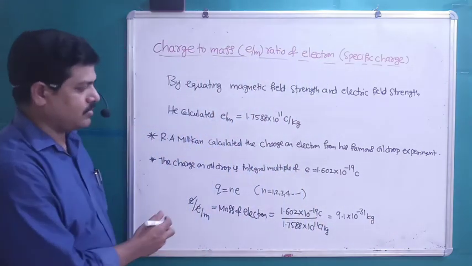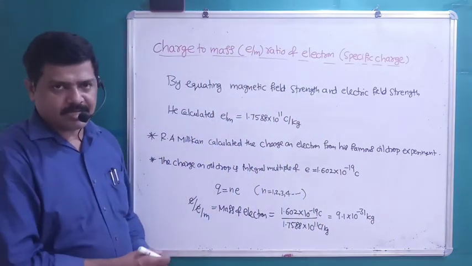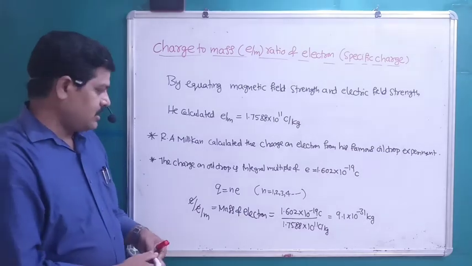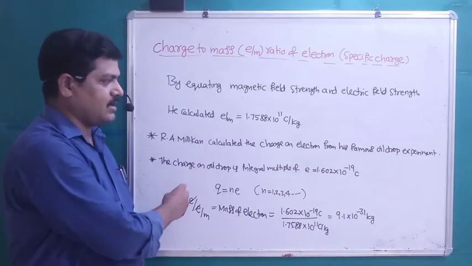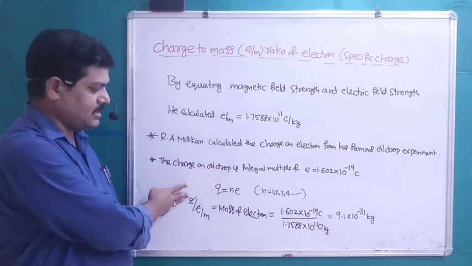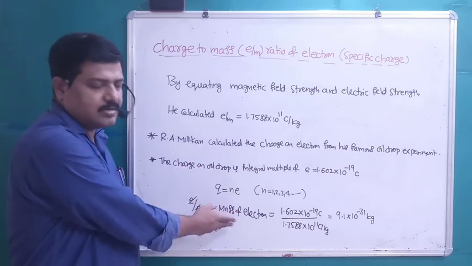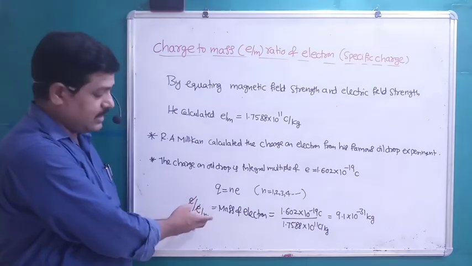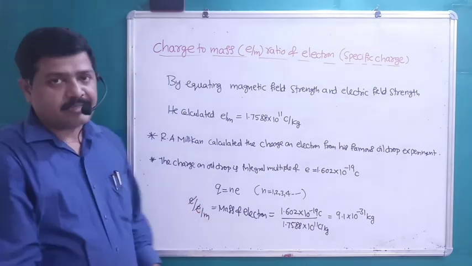Students, this is about the charge to mass ratio of electron, and how R.A. Millikan calculated the charge on electron from his oil drop experiment, and the mass of the electron, that is e by m. Thanks for watching.